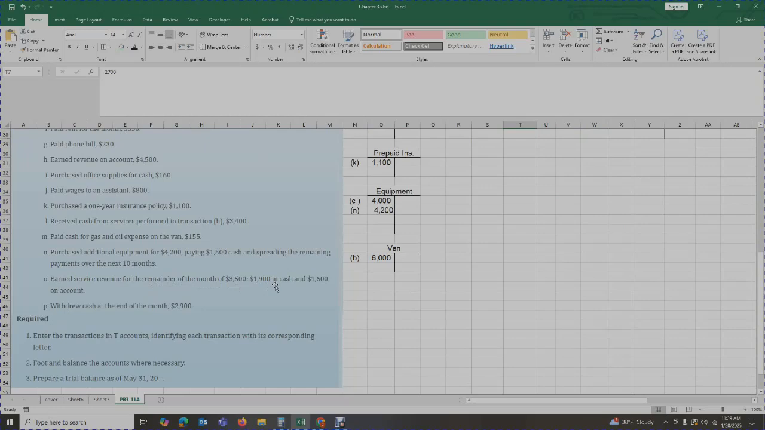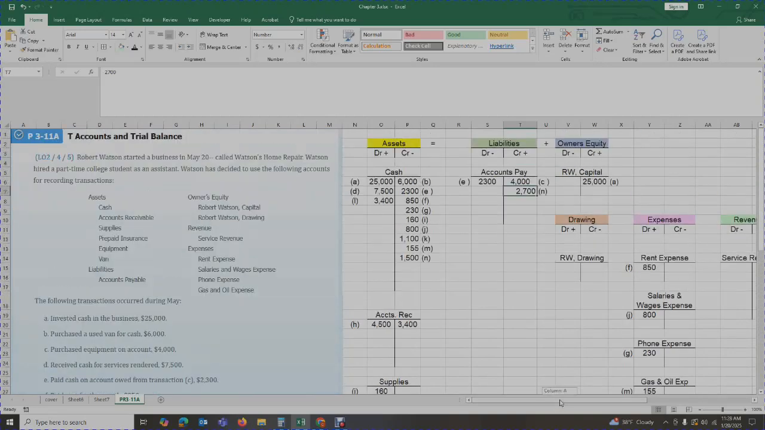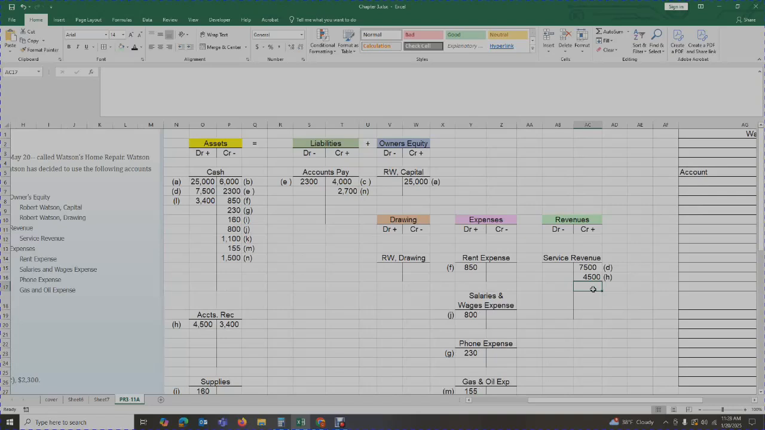$1,900 is paid in cash. $1,600 is on account. So we provided a service totaling $3,500. So we have to record the revenue because we did earn it this month. So we recorded $3,500 of service revenue. Why am I crediting it? Because a credit to revenue increases my revenue balance. Okay, and that's what we want. We want to increase your revenues. So the credit balance is $3,500. That is letter O.